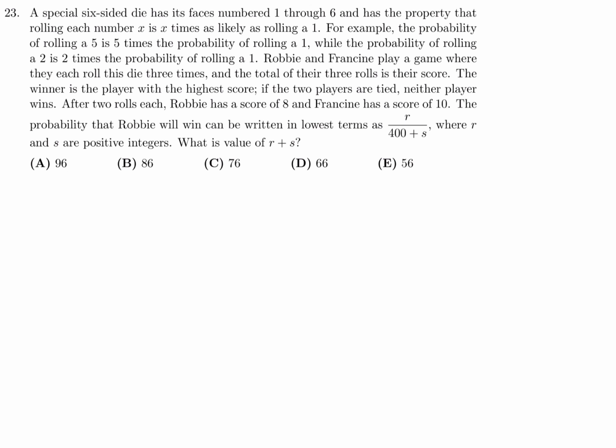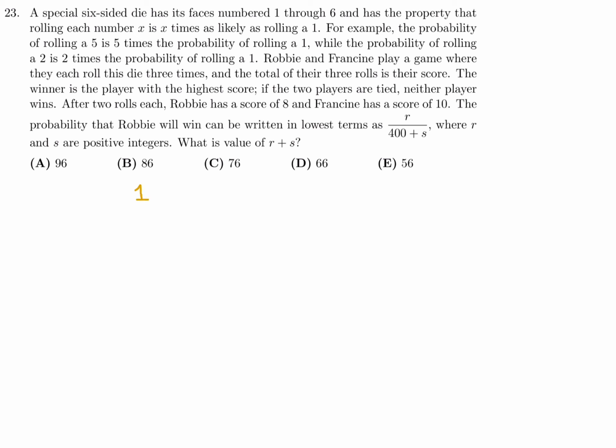A special six-sided die has its faces numbered 1 through 6 and has the property that rolling each number x is x times as likely as rolling 1. For example, the probability of rolling a 5 is 5 times the probability of rolling a 1, while the probability of rolling a 2 is 2 times the probability of rolling a 1. Robbie and Francine play a game where they each roll this die 3 times, and the total of their 3 rolls is their score. The winner is the player with the highest score. If the 2 players are tied, neither player wins. After 2 rolls each, Robbie has a score of 8, Francine has a score of 10. The probability that Robbie will win can be written in lowest terms as r over 400 plus s. What is r plus s?